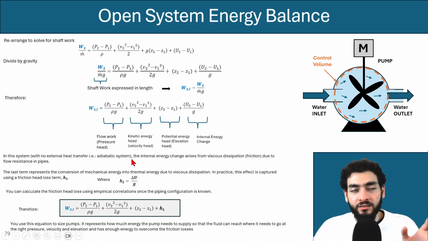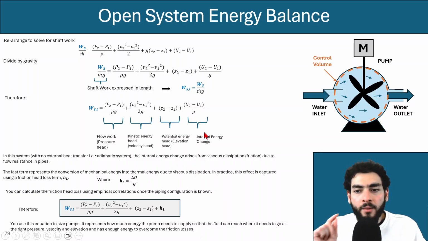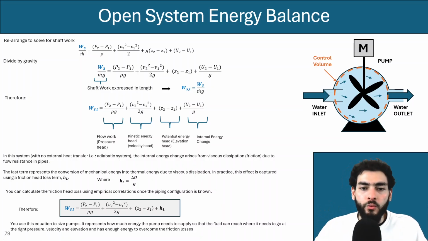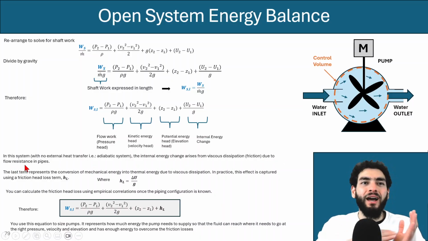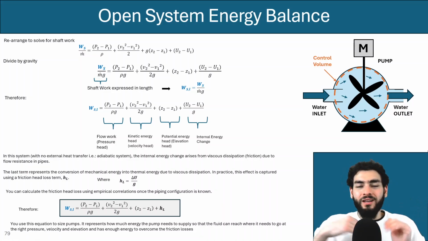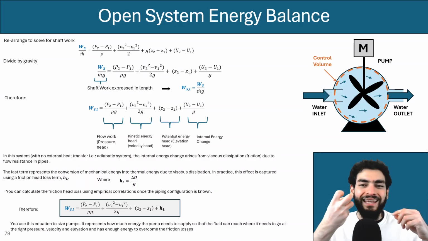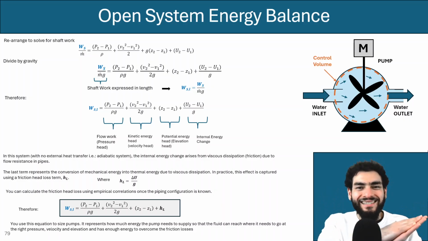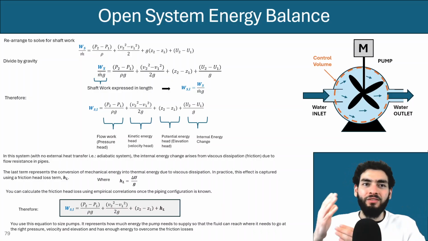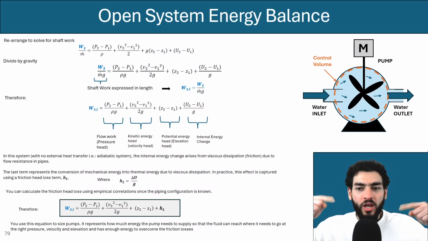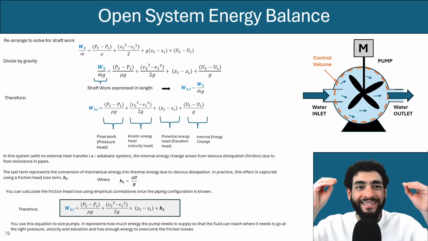So in this particular system, the internal energy changes arise from the viscous dissipation, which is the friction due to the flow resistance in pipes. So as the flow moves in pipes, the mechanical energy of the system starts being consumed due to the resistances that you face because of the flow in pipes, and that change will result in heat that will be absorbed by the same fluid.